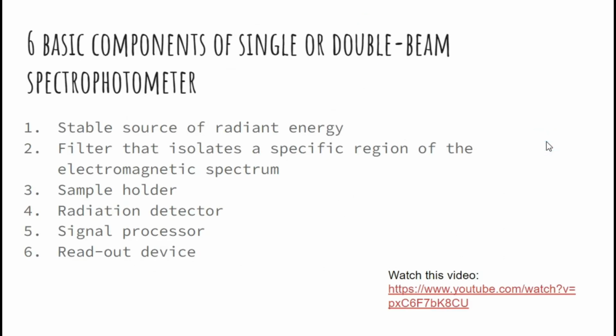So what are the 6 basic components of a single beam or double beam spectrophotometer? So although the two of them po, yung isa may chopper or mirror, but all of them has their own basic components which are the same, which is number 1 is the light source or the stable source of radiant energy, light source in summary. Second is a filter that isolates a specific region of the electromagnetic spectrum. A sample holder, a radiation detector, a signal processor, and a readout device.